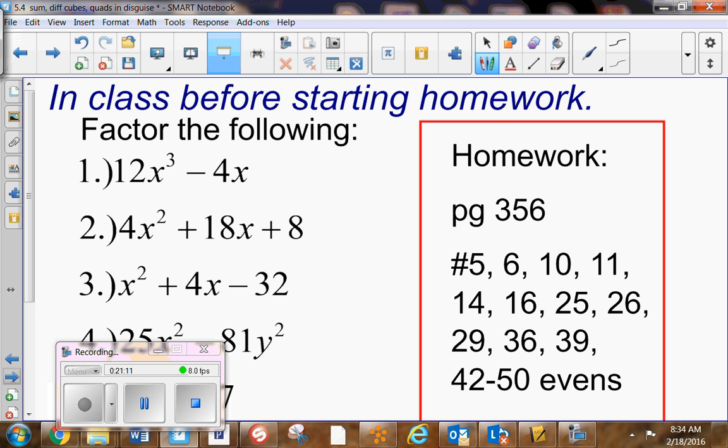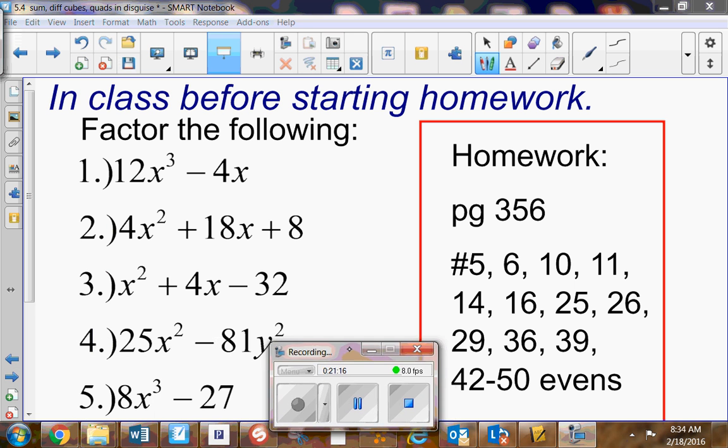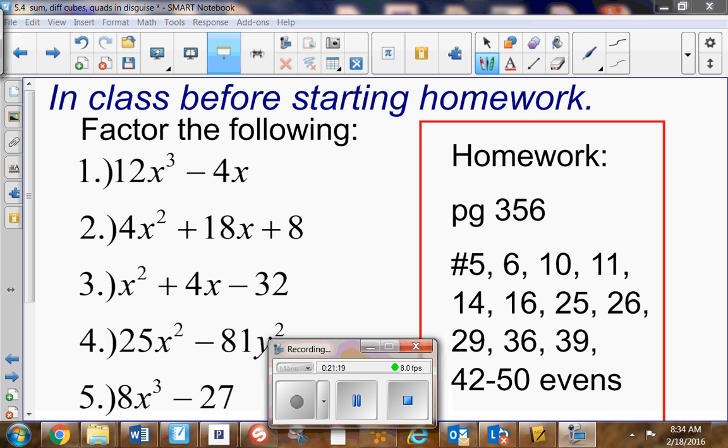And that's it. So here's what we're going to do. I'd like for you to do these first 5, and then come up and get them checked for me. You can just do them in your notes if you want. Come up to me, let me check them real quick, make sure you're on the right track, and then you can start your homework after that. Okay?